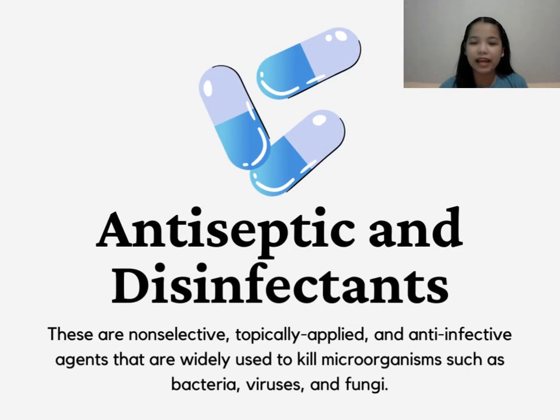Now we are on to the antiseptic and disinfectants, which are non-selective, topically applied, and anti-infective agents that are widely used to kill microorganisms such as bacteria, viruses, and fungi. When we say non-selective, it does not have a specific target. It kills any microorganism, and one perfect example of this is bleach.